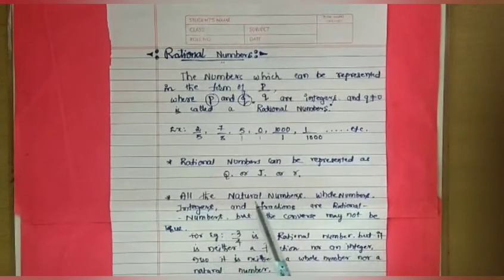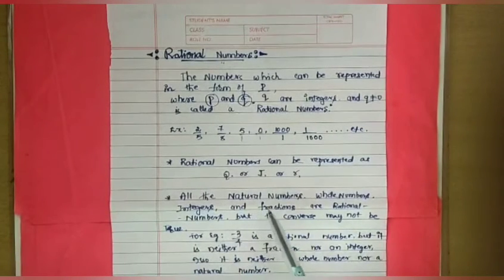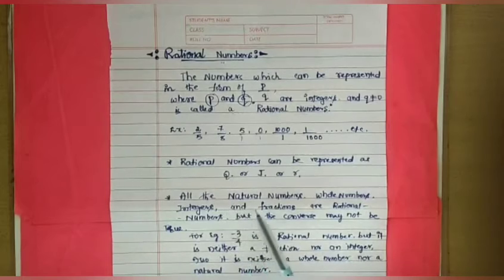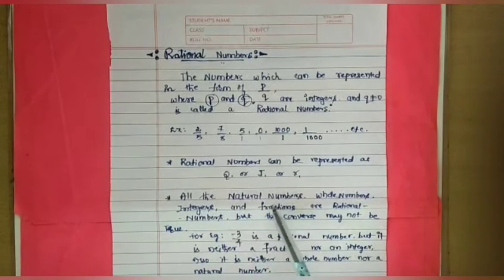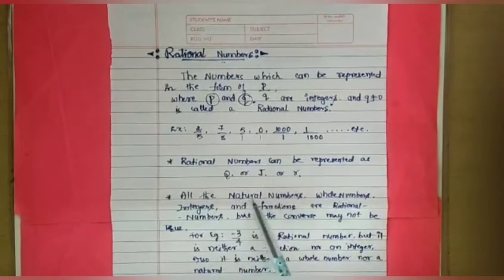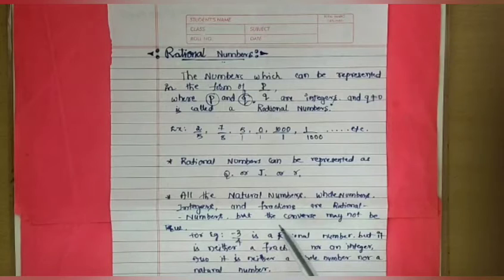Yes, so all natural numbers are rational numbers, but the converse may not be true. All natural numbers are rational numbers, but all rational numbers need not be natural numbers, right?